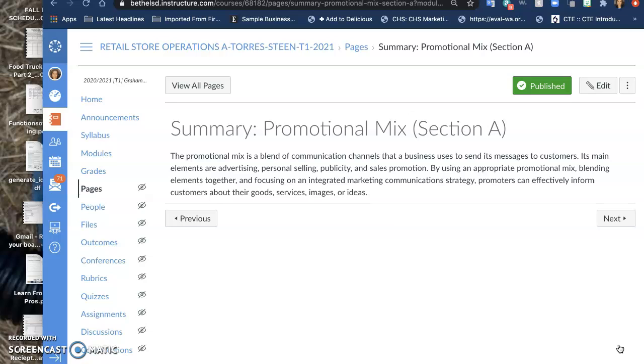Finally, the summary. The promotional mix is a blend of communication channels that a business uses to send its message to customers. Its message elements are advertising, personal selling, publicity, and sales promotion. By using an appropriate promotion mix, blending elements together and focusing on integrated marketing communication strategies, promoters can effectively inform customers about their goods, services, images, and ideas.